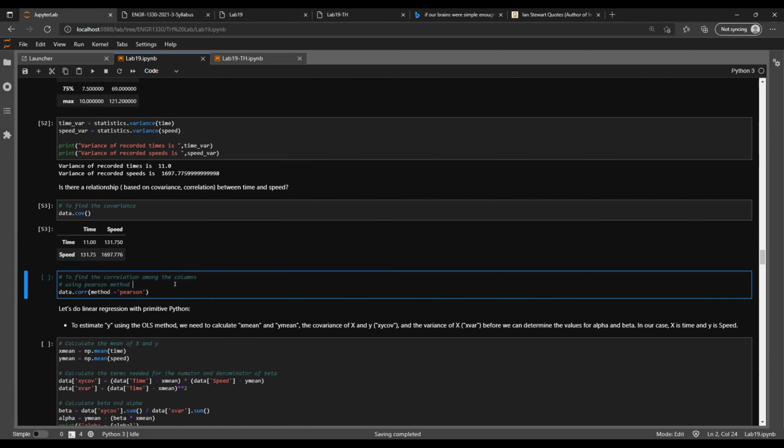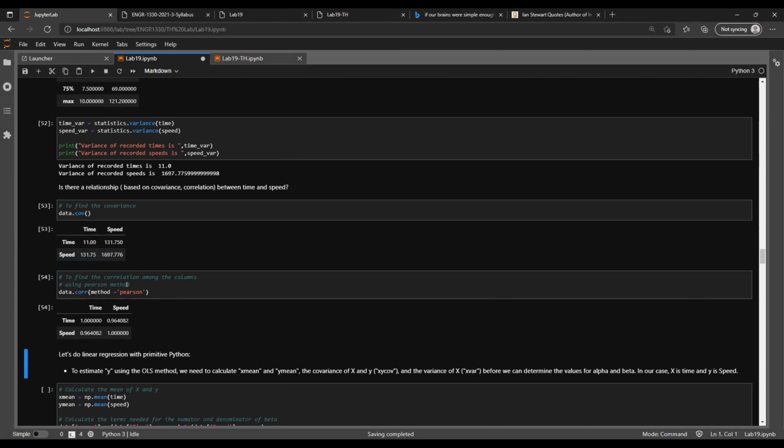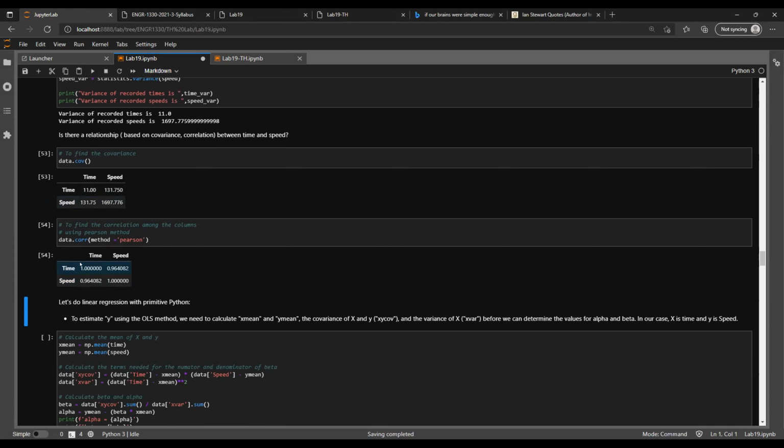So let's talk about the correlation. We're going to use the Pearson method to find the correlation. Now, what's the correlation of time and time? It's 1, obviously. If I have an input on my x, y Cartesian plane, and I'm going to make the output the input, well, you have y equals x. So the correlation between a random variable and itself is 1. But the interesting thing that we're actually wanting to look at is the correlation between time and speed. So we get a correlation coefficient of 0.96.